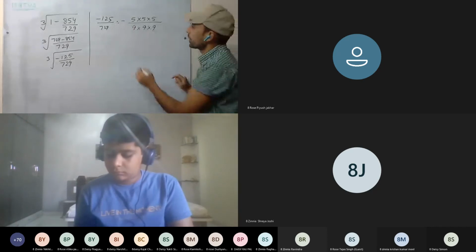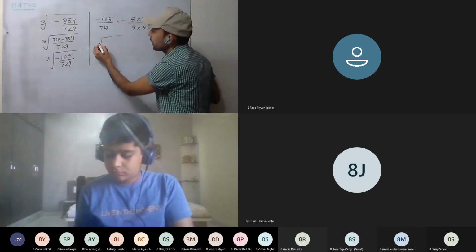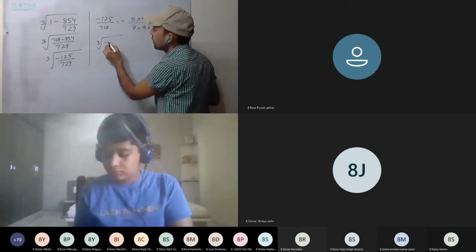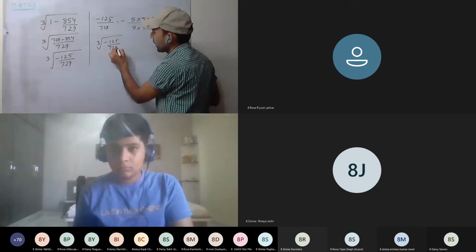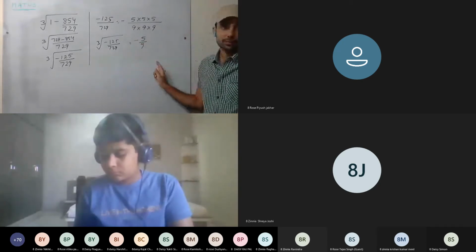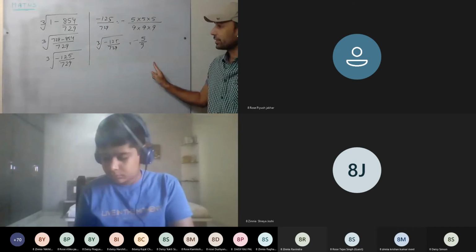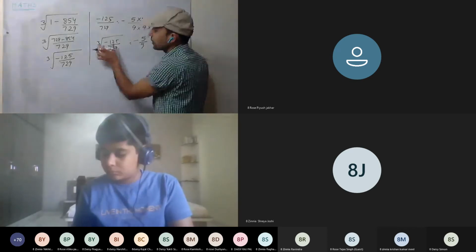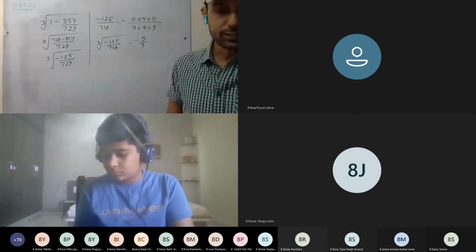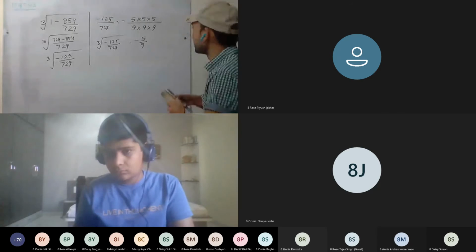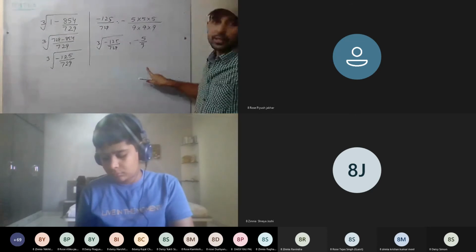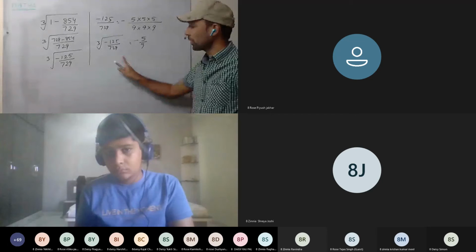Now take 1 each out. So the cube root of minus 125 upon 729 is equal to minus 5 upon 9. Is this clear? Here you can write this number or you can write this one here as well. Okay, it is fine. This question is fine. Do the next one. The next one is a very interesting question. From inside to outside we will move.